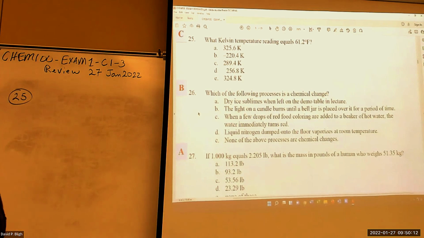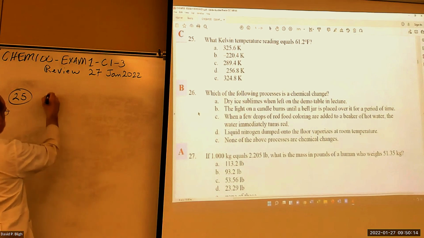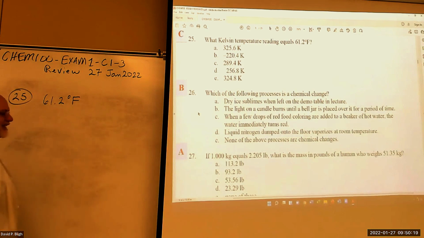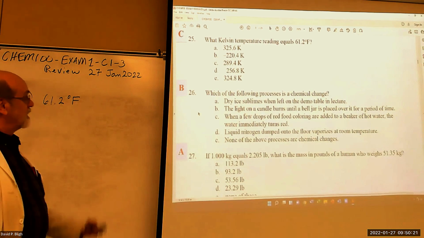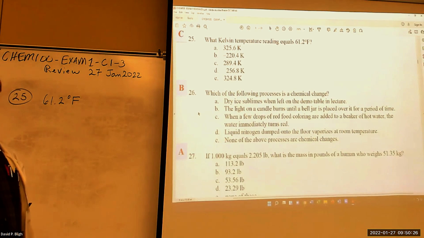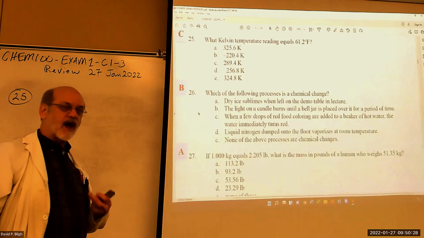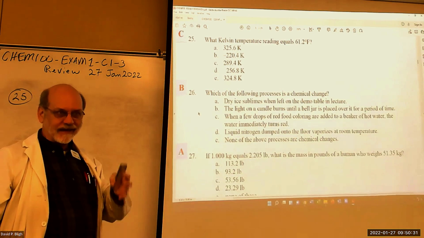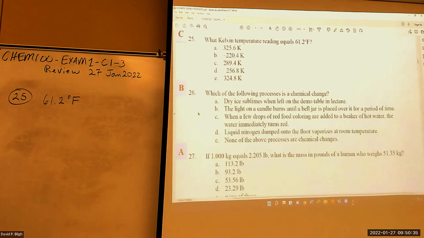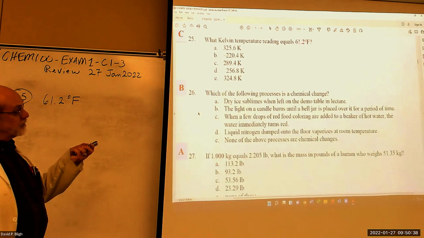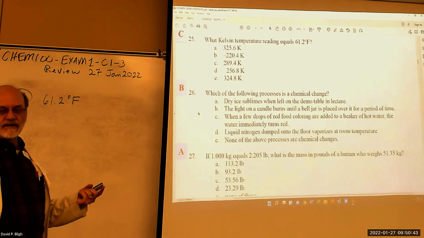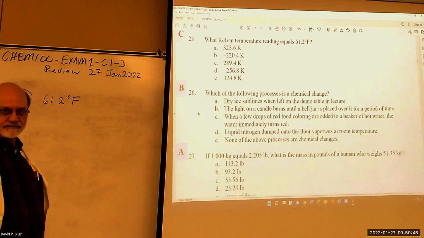What Kelvin temperature reading equals 61.2 degrees Fahrenheit? Right? So the question is, what's the Kelvin temperature? Okay. And if I didn't mention before, it's not degrees Kelvin. It's just K. It's Kelvin. So many kelvins. All right. We can't go directly from Fahrenheit to Kelvin. We got to go to Celsius and then from Celsius to Kelvin.